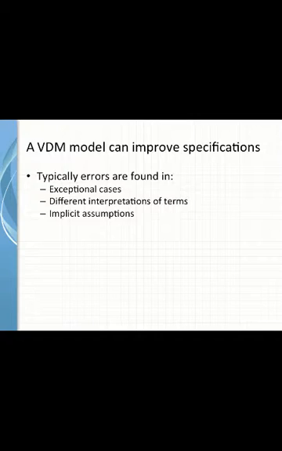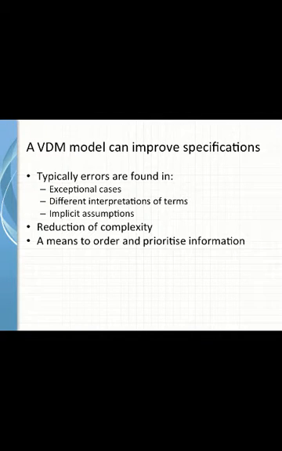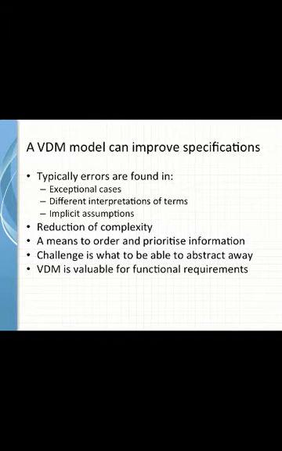The process of a specification often uncovers the implicit assumptions, allowing them to be made explicit. In general, VDM can substantially improve the comprehension of large and complex requirement specifications. This also provides a means by which to order and prioritize information using abstraction. The main challenge is that the VDM modeler needs to have the engineering skill to determine what parts to abstract away, but this needs to be related to a specific purpose of the modeling.